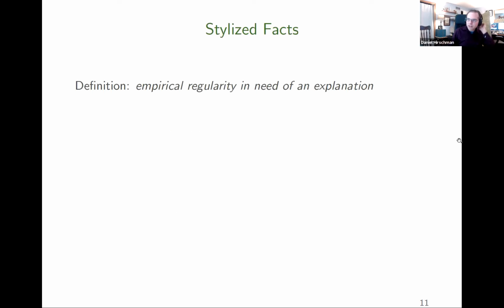So by a stylized fact, what do I mean? I mean an empirical regularity in need of an explanation. So it's usually a claim by a social scientist, most often an economist, that here is some aspect of the social world that is roughly stable and important enough to be worth explaining.